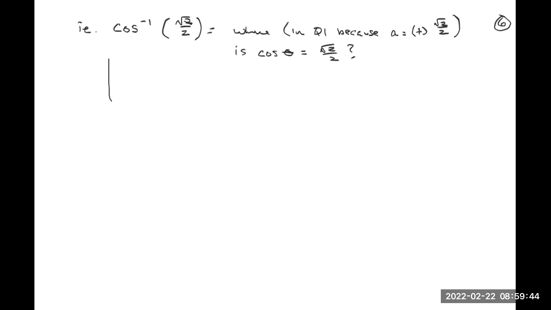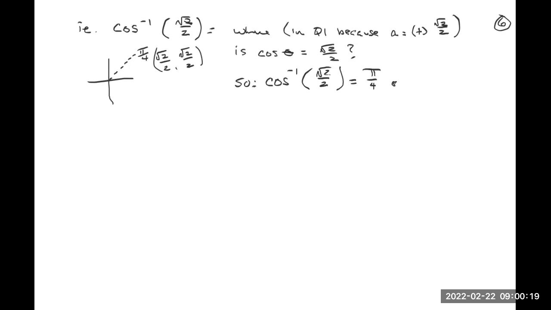Well, we know that that happens right there at pi over 4, 45 degrees, where we have the same value for cosine and for sine. So the arc cosine of positive square root of 2 over 2 is pi over 4, or 45 degrees.